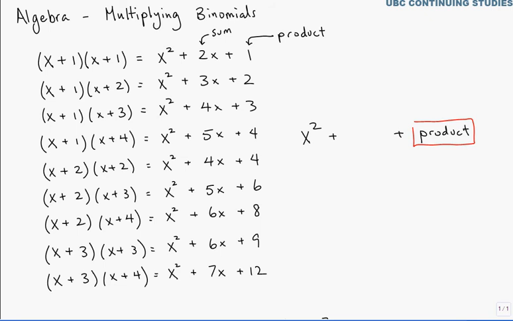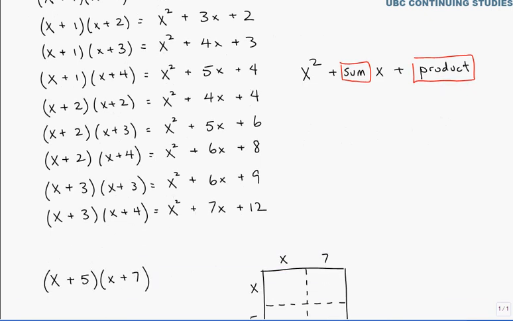And it's a coefficient because it's multiplying x in every case. So we have x squared is the same throughout all of them, plus the sum of the two numbers times x, plus the product of the two numbers. So now you have a nice pattern that will allow you to multiply two binomials very quickly.